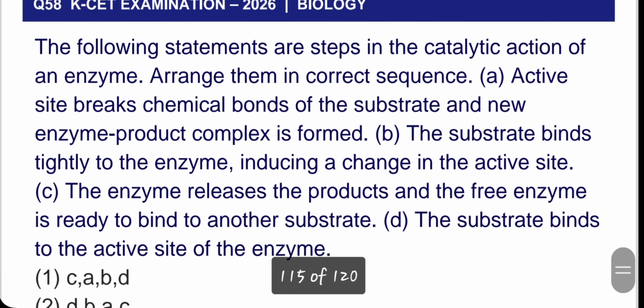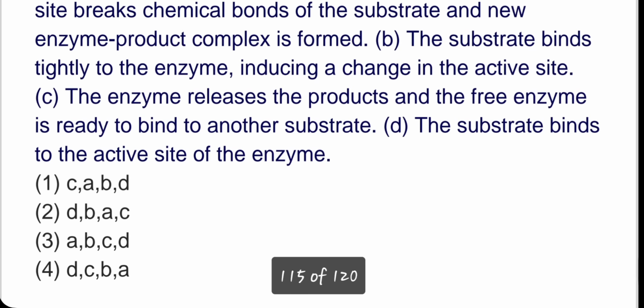The following statements are steps in the catalytic action of an enzyme. Arrange them in correct sequence. Active site breaks chemical bonds of the substrate and new enzyme product complex is formed. So we have to see from which list. The substrate binds to the active site of the enzyme. D, that is, substrate binds to the active site of the enzyme. D might be the first statement. The substrate binds tightly to the enzyme, inducing a change in the active site. That is DBA, DBAC. Second option is correct.